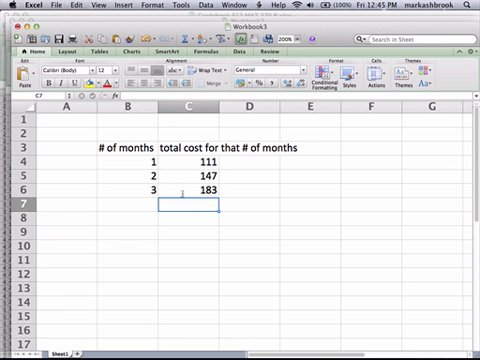Let's do scaling factor. How can we use scaling factor reasoning to check this? How do you multiply 1 to get to 2? Yeah, exactly. It should be the same for 111 to 147. What do you multiply 1 by to get 2? That's doubling the number of months. If it's proportional, what should happen? You should have double the cost. Yes or no? Does your cost double? No.